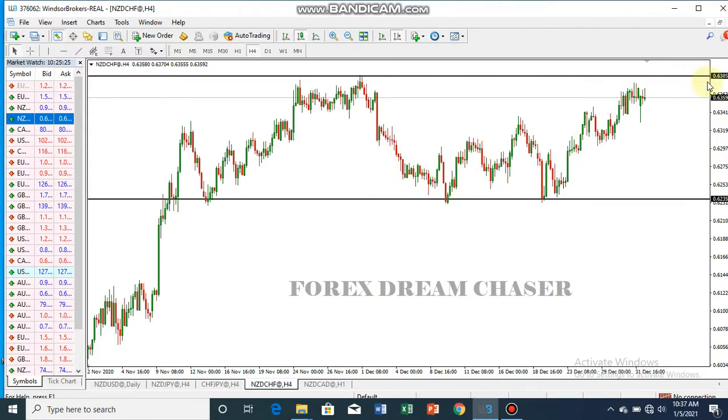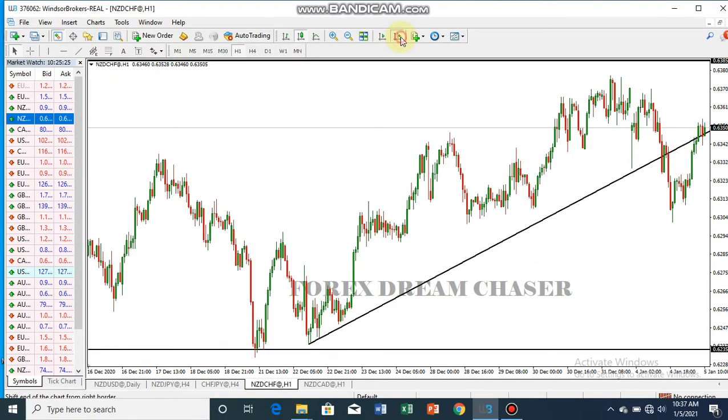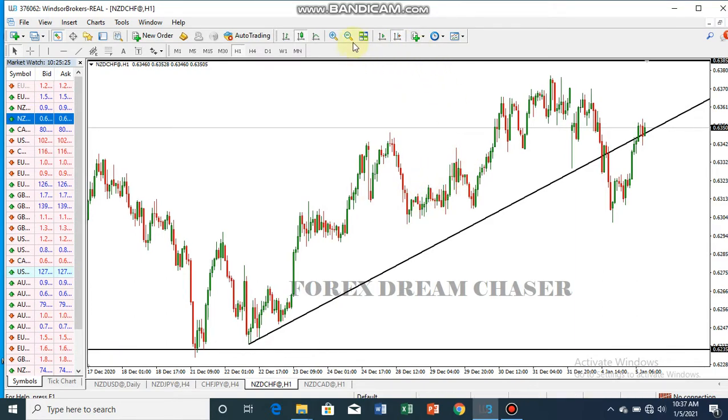Now let's go on H4. What is it that I see? I see higher lows, higher lows. That one tells me that the price is going up like this. Now to confirm that we do have a trend line, let's go to 1 hour. Here's our trend line.